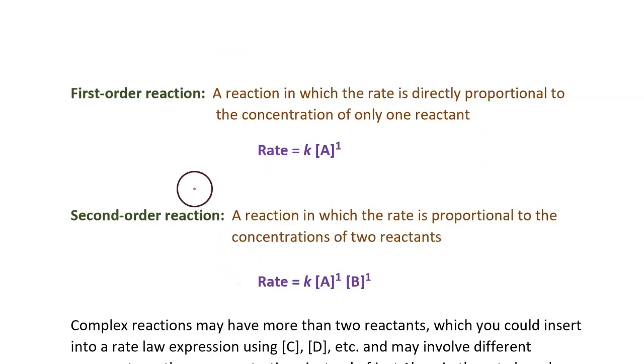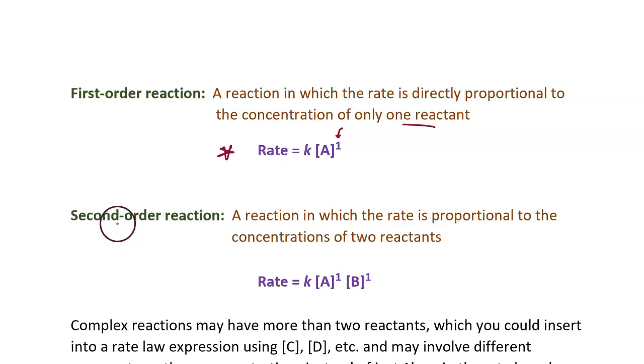Another vocabulary word in this lesson is a first-order reaction. This is a reaction in which the rate is directly proportional to the concentration of only one reactant. For example, that rate equation that we saw on the other page. There's only one reactant given here. It's called reactant A. Notice how the exponent on reactant A is to the first power. That is a first-order reaction in substance A.